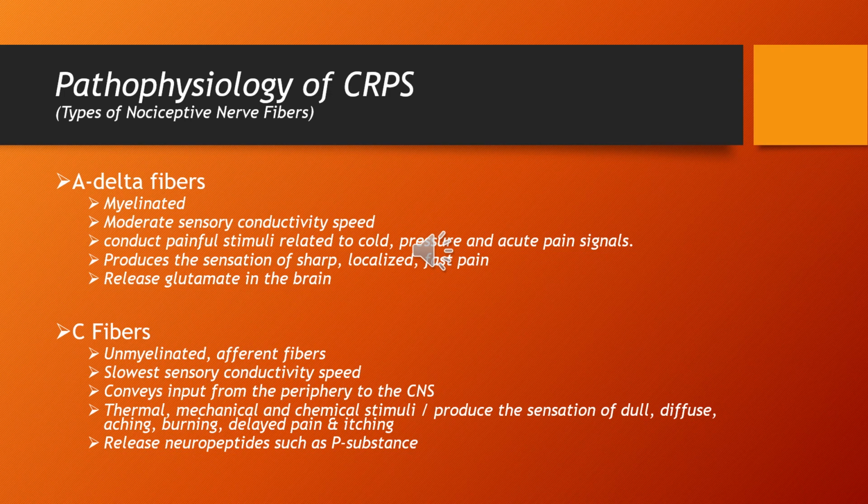They also produce a sensation of a dull, diffuse, aching, burning, delayed pain, and sometimes itching, as contrasted to the A delta fibers, which was fast pain and sharp pain. Finally, these C fibers also release neuropeptides such as substance P. Now, going back to physiology again, substance P promotes the inflammatory immune responses of the resident CNS cells. So this neuropeptide, substance P, plays a major role in the mechanism of CRPS. Let's see where this fits into the cycle.